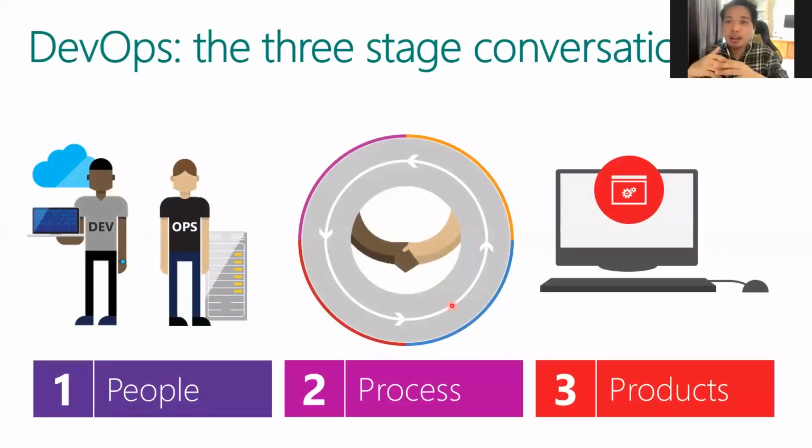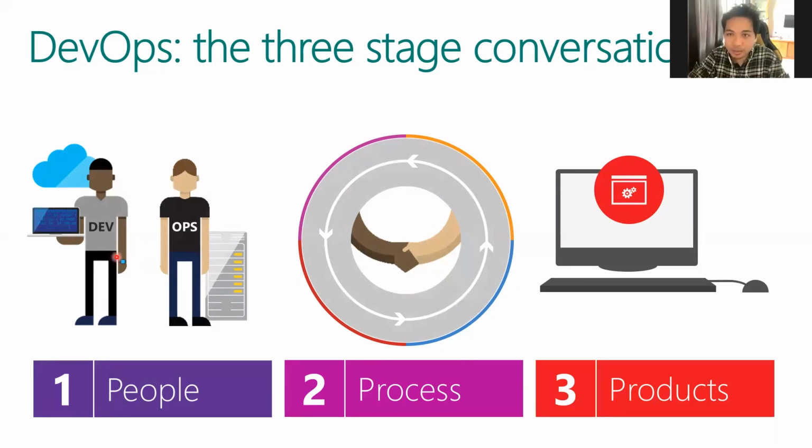Okay, so we have three stages of conversation. So kung paano daw ba siya nag-work? So first is people, process, and products. Kung mapapansin niyo sa people, dalawa na sila, magkasama na sila, si Devs and si Ops, si Christian and si Paolo. They are now being treated as one entity or a single stage sa DevOps. Hindi na sila magkahiwalay. Okay?